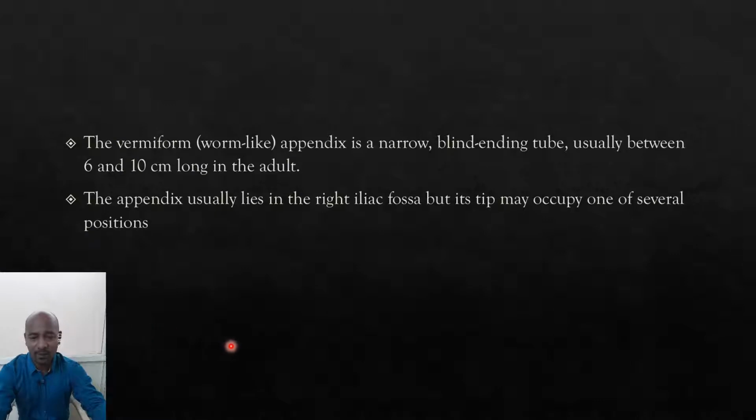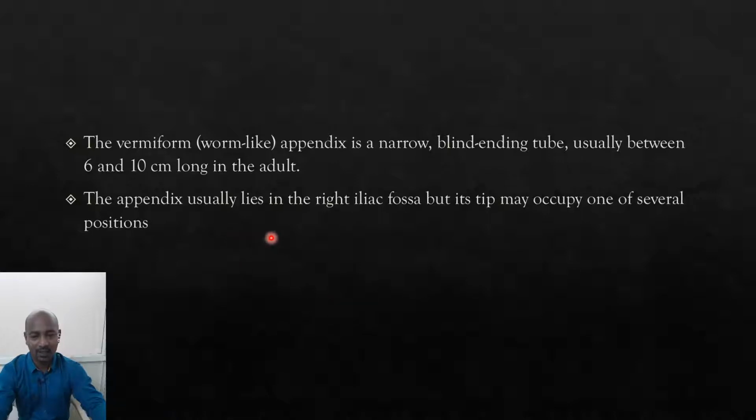So the vermiform appendix, which is called vermiform because it is like a slender worm, is a narrow blind-ending tube, meaning at one end it is blind. Usually it is around 6 to 10 centimeters in length in an adult, and it joins the cecum at the posteromedial wall of the cecum below the ileocolic junction. The appendix grows in length and diameter during early childhood, and reaches about the adult size by around 3 years of age.